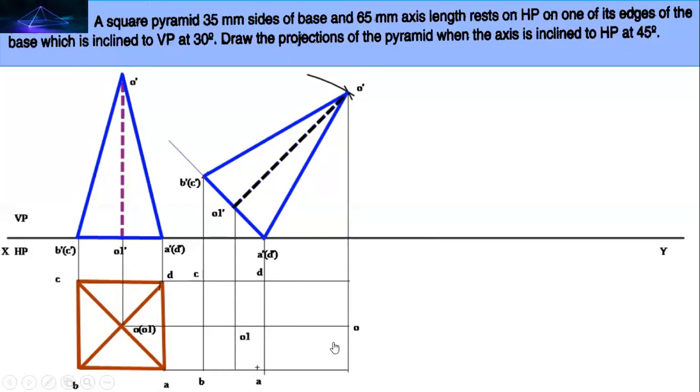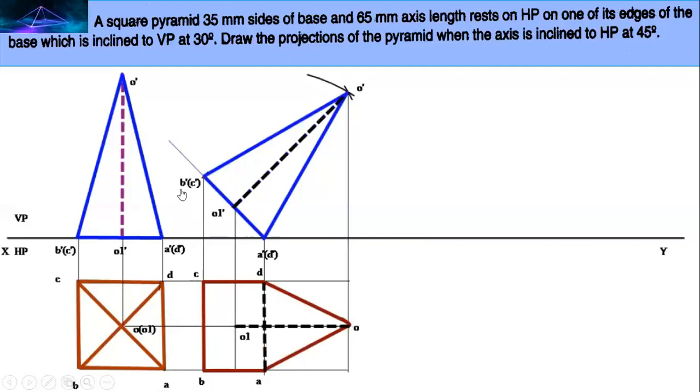Now the procedure is connect all the outer boundary points through visible line. So connect all the outer boundary points. Then you see the points which are on the XY line, A dash to D dash. So connect A dash to D dash through hidden line and represent O1 dash to O1 to O. That is the axis line.